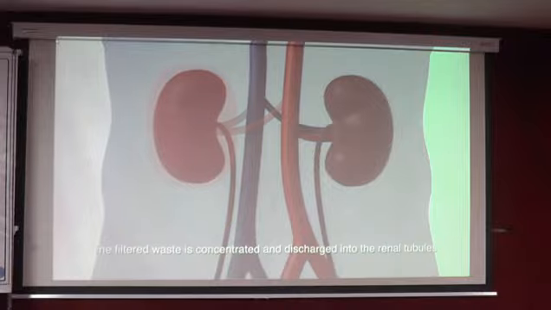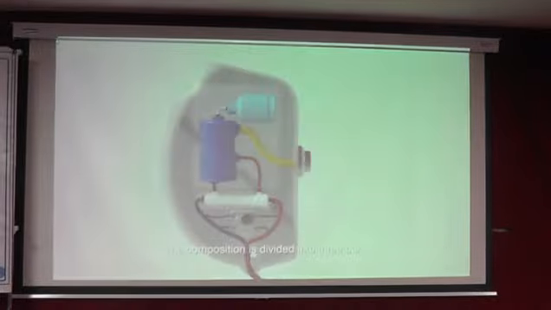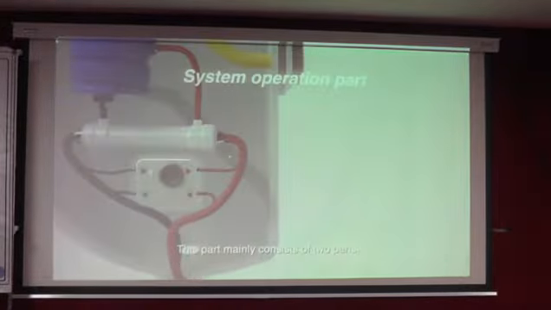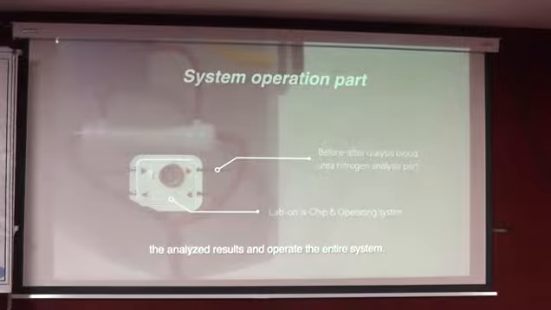The filtered waste is concentrated and discharged into the renal tubules to perform the kidney's main functions of blood filtration and water regulation. The composition is divided into 3 parts. This part mainly consists of 2 parts: an analysis part that determines the patient's hemodialysis status by measuring the blood urea nitrogen concentration before and after hemodialysis. It consists of a lab-on-a-chip that can sense the analyzed results and operate the entire system.